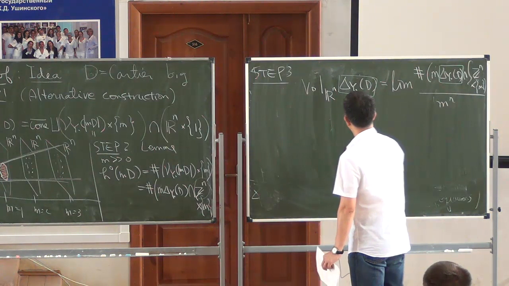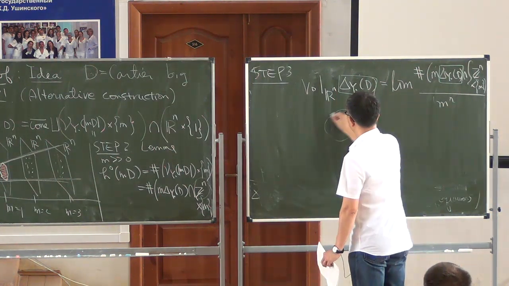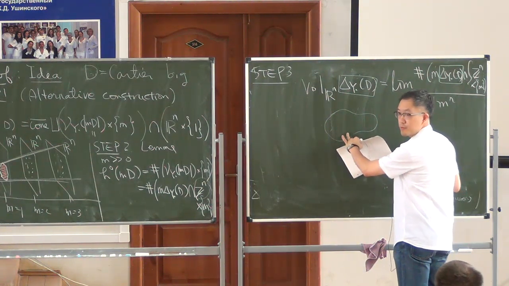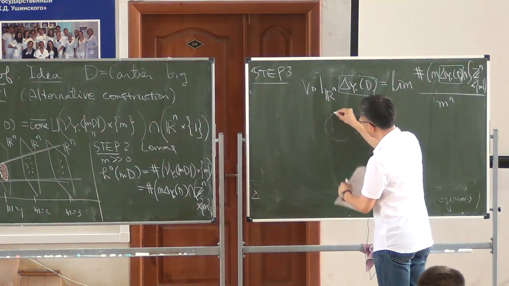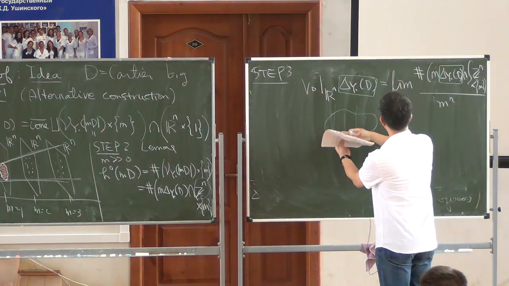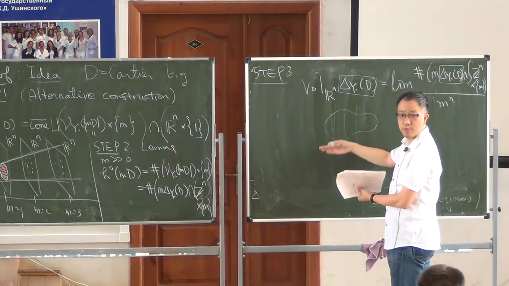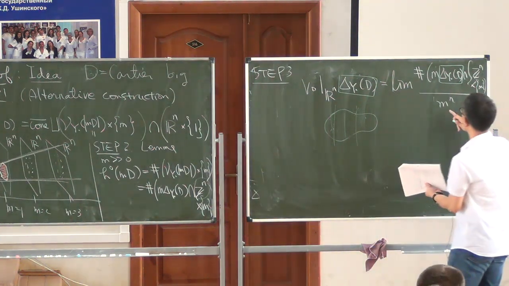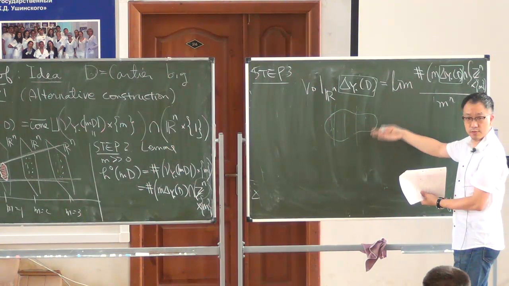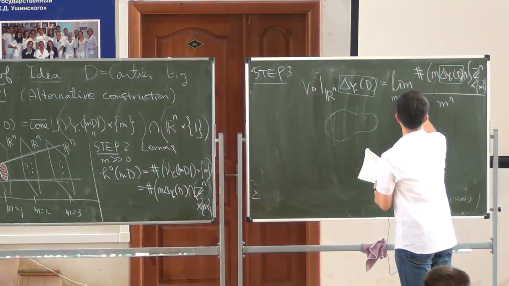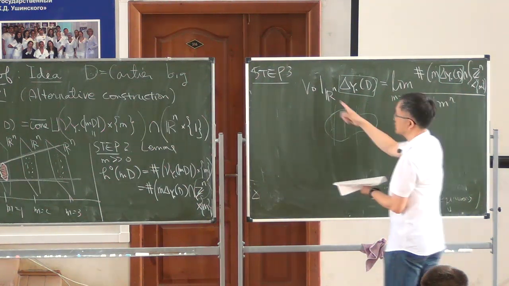Okay. So this means if you want to compute the volume of this, you first count the number of integral points, and then you multiply by 2, and you also count the number of points and divide by 2 to the n, and so on. Okay, if you take the limit, then you get the volume.